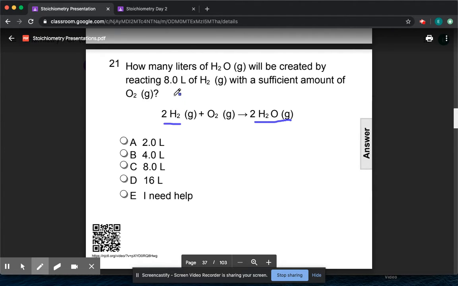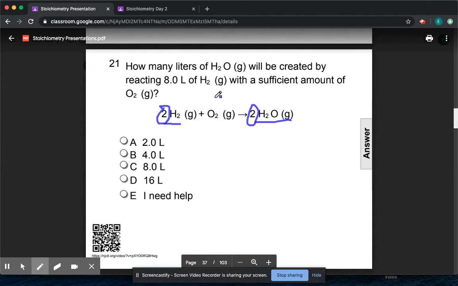Okay. So looking at the coefficients, looking at the recipe, for every 2 liters of hydrogen, you're going to make 2 liters of water. So it is 1 to 1. For every liter of hydrogen you have, you're going to get that same amount in water. They have the exact same coefficient, okay? Because they have the exact same coefficient, there are no calculations we have to do.